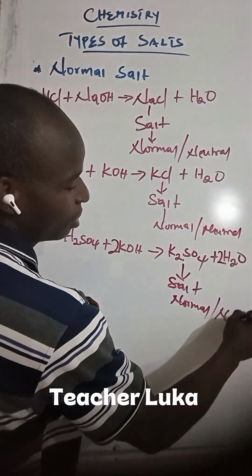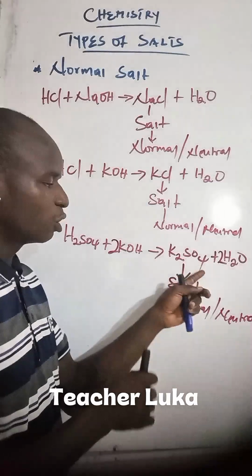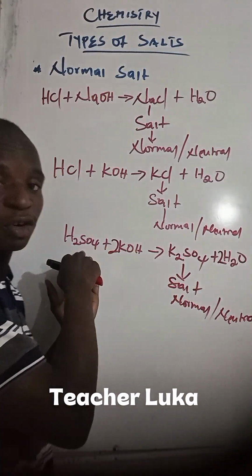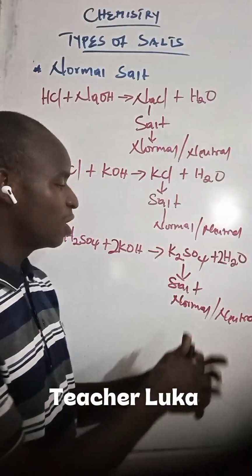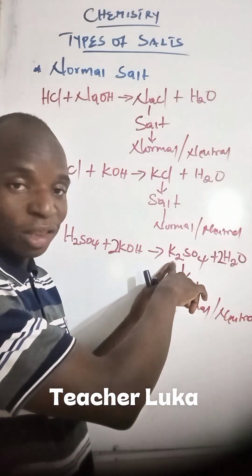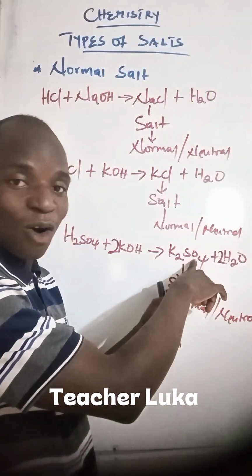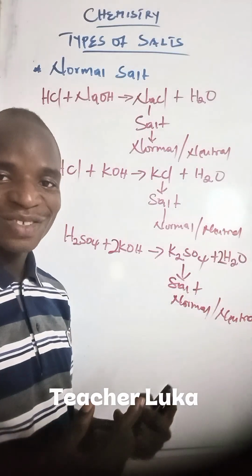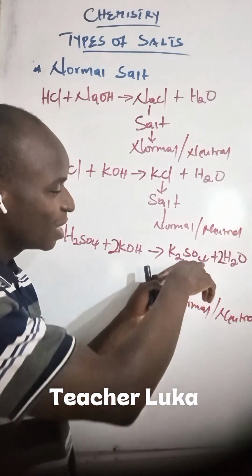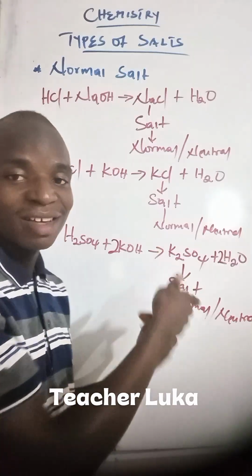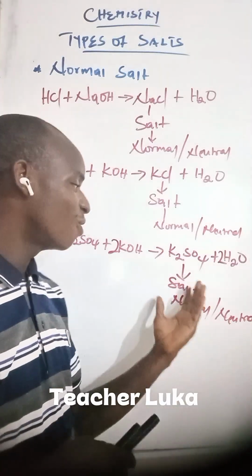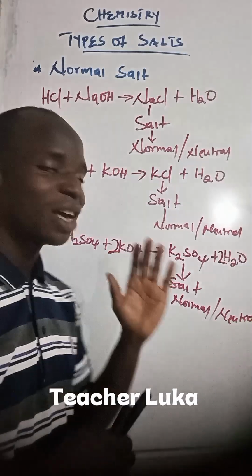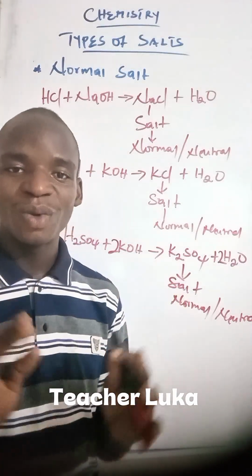Now, what is the name of the salt formed when potassium hydroxide reacts with sulfuric acid? It's simple, right? The name of the salt is simply potassium tetraoxosulfate 6, and that is the normal salt formed when sulfuric acid reacts with potassium hydroxide. Are you following?